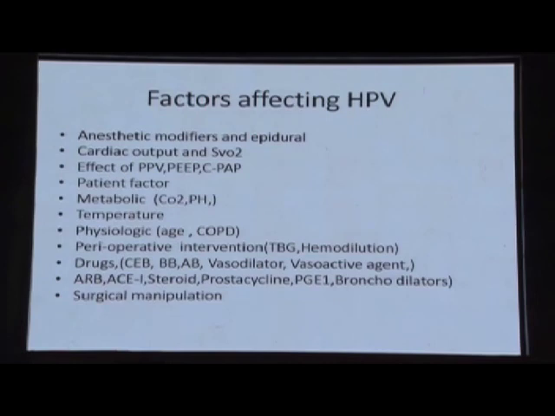Anesthetic modifiers are one big controversial subject: inhalation agents inhibit hypoxic pulmonary vasoconstriction at a higher MAC. TIVA doesn't do that. Cardiac output does affect it; the extremes of cardiac output can change the mixed venous oxygen saturation. PEEP, CPAP, and higher pressures can increase the venous admixture. Patient factors, especially older age, can do that. With CO2, hypercarbia is okay, but hypocarbia or alkalosis can worsen the venous admixture.